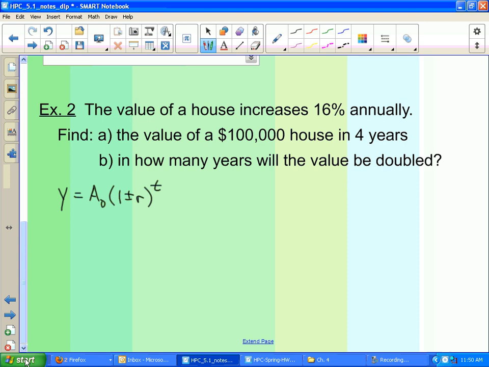And then the second part, part B, where it says, and how many years will it be doubled, we're going to have to fill in something else to answer that question. But at least for part A, we can fill in our A sub 0 and our R value in here, and then plug in, in this case, 4 for our t to come up with this value. All right, who's got a number for me? How much is the house worth after 4 years?